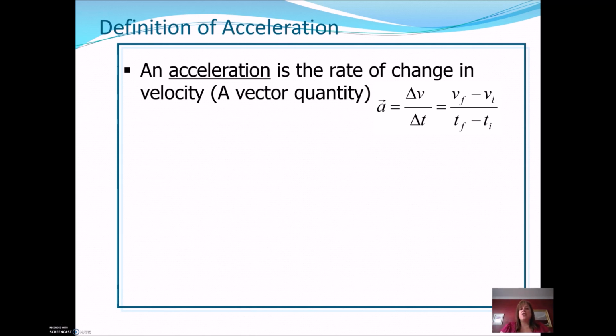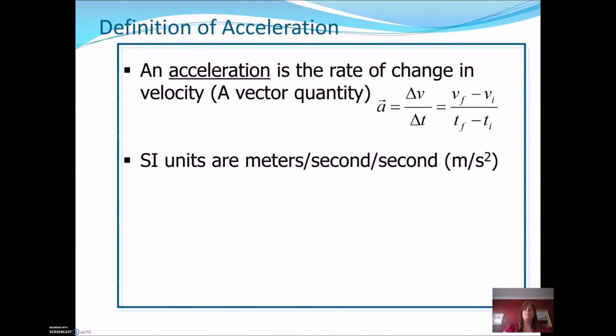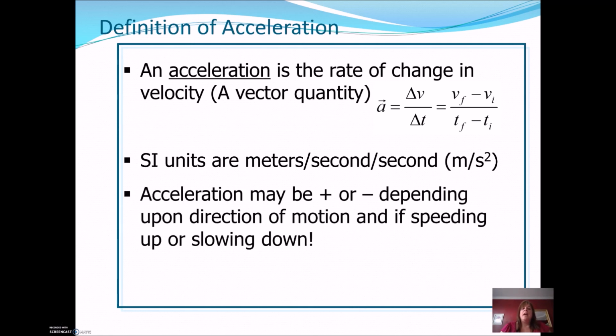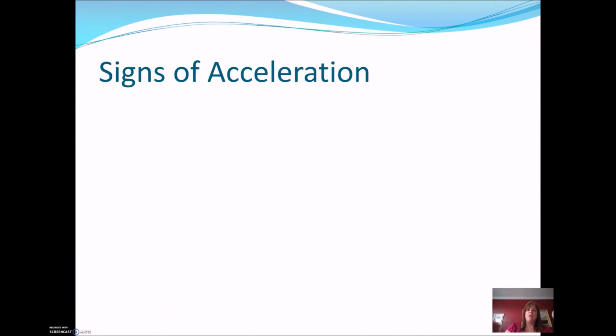Last topic is acceleration. So acceleration is the rate of change of velocity. It is a vector quantity. So it's the final velocity minus the initial velocity divided by that change in time in which the velocity change happened. The units are meters per second squared. Now, this is a tricky one. Acceleration can be positive or negative depending upon both the direction of motion and if an object is speeding up or slowing down. Your brain wants to say that if you have positive acceleration, you're speeding up, and that if you have negative acceleration, you're slowing down.